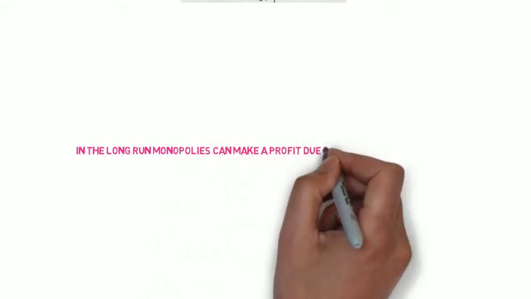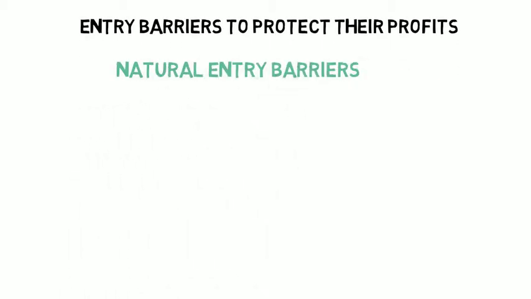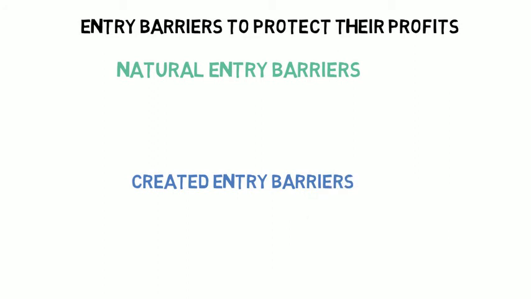In the long run, monopolies can maintain making profits due to the high entry barriers that prevent competition. BC Hydro uses entry barriers to protect their profits. An entry barrier is an impediment that prevents entry of new firms into an industry. Natural entry barriers commonly arise as a result of economies of scale and other cost advantages enjoyed by industries that have large capital requirements. Created entry barriers are created by governments or professional organizations. As well, created entry barriers could be threats of cutting prices or heavy brand name advertising by existing monopolies.